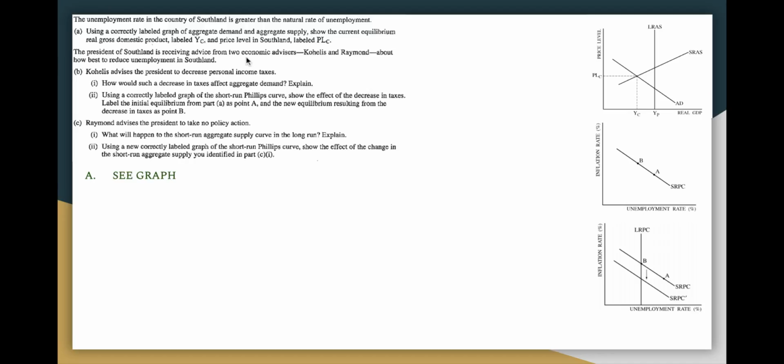The president of Southland is receiving advice from two economic advisors, Coelus and Raymond, about how best to reduce unemployment in Southland. Coelus advises the president to decrease personal income taxes. Shout out to Unit 3, shout out to fiscal policy. That's what this is. How would a decrease in taxes affect aggregate demand?